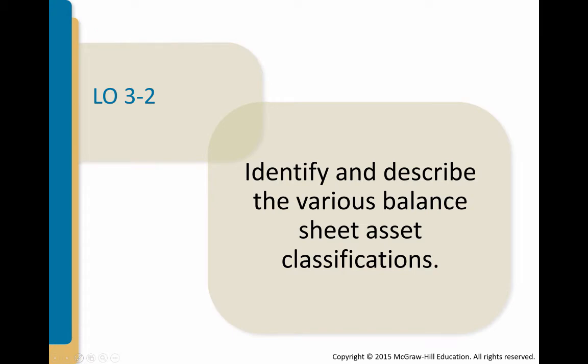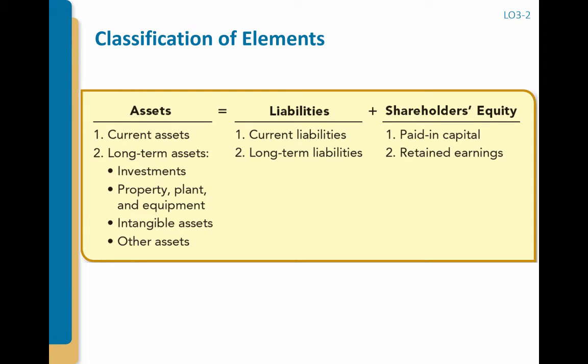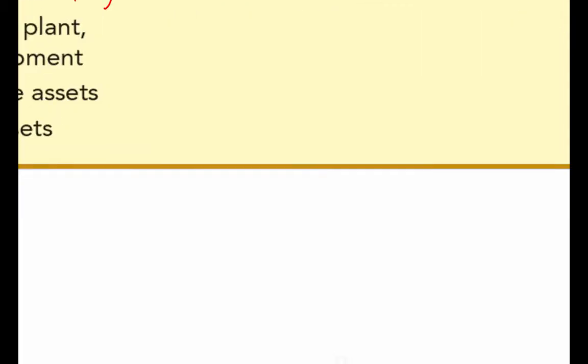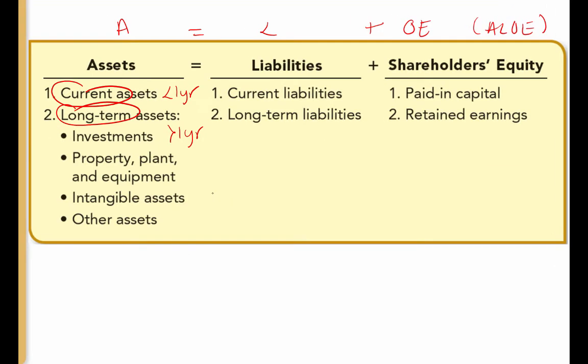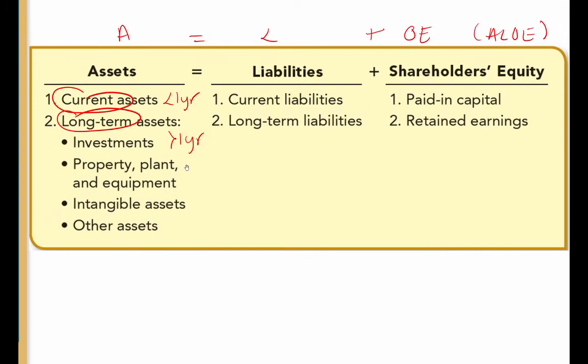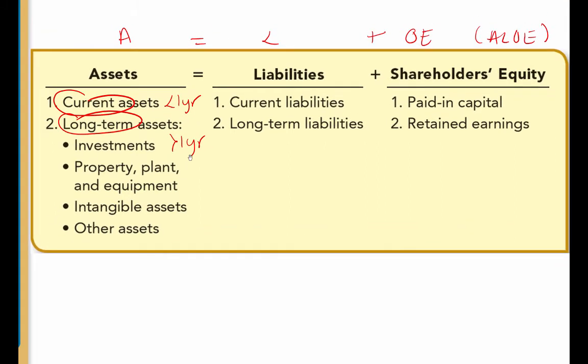So our next learning objective is to describe the balance sheet classifications. Remember, we have assets equal liabilities plus stockholders' equity or owner's equity, ALO. You will hear me repeating that all the time. Then we have current and long-term. Current is usually less than 1 year, within a year. Anything greater than 1 year is long-term, such as investments, property, plant and equipment.